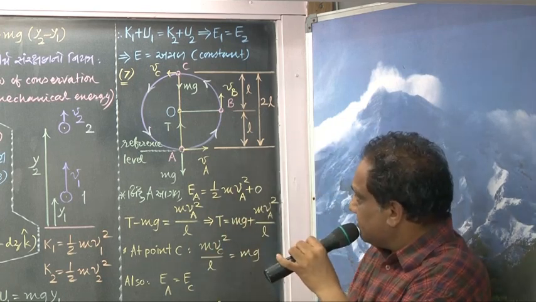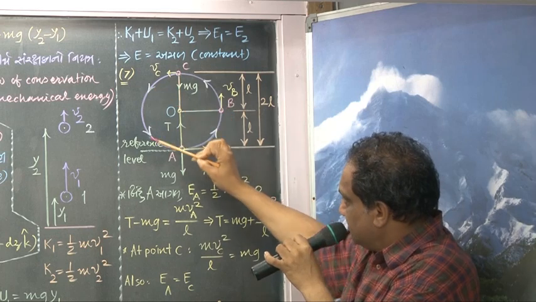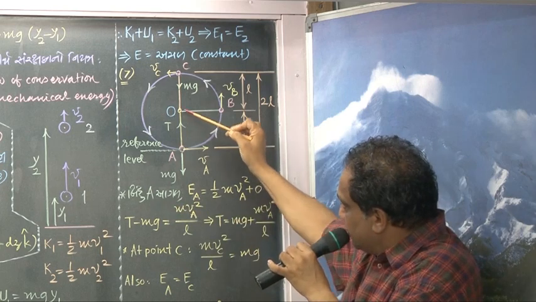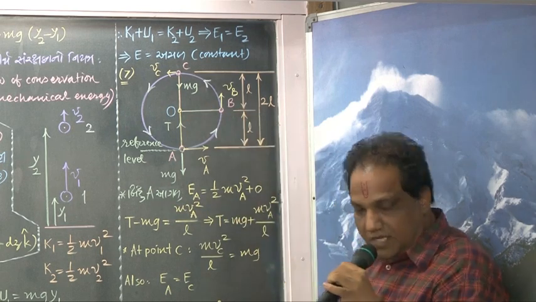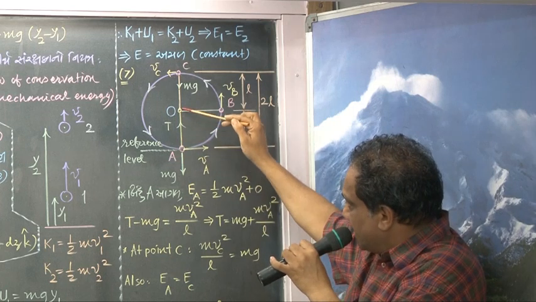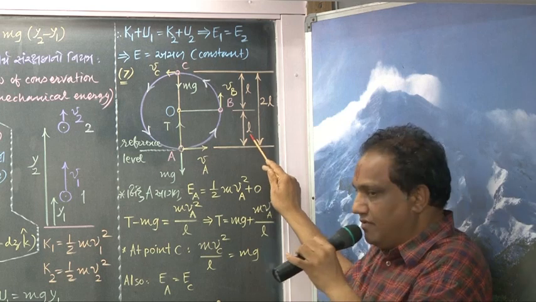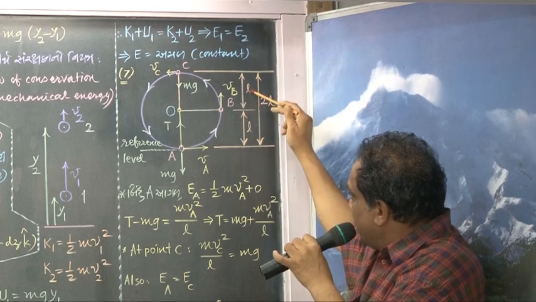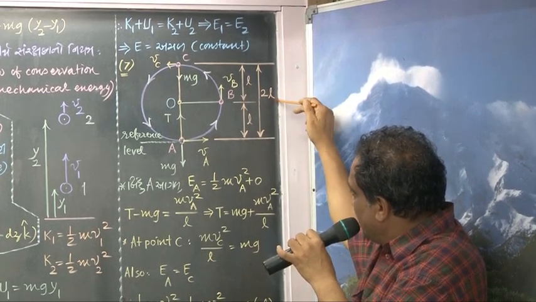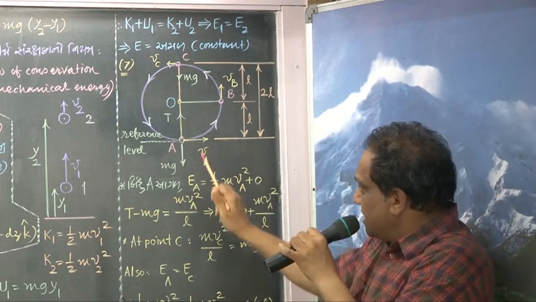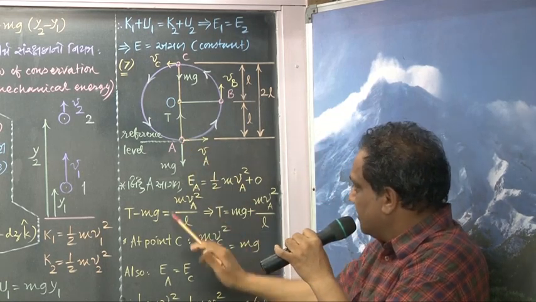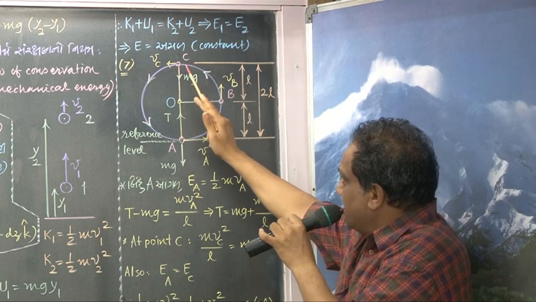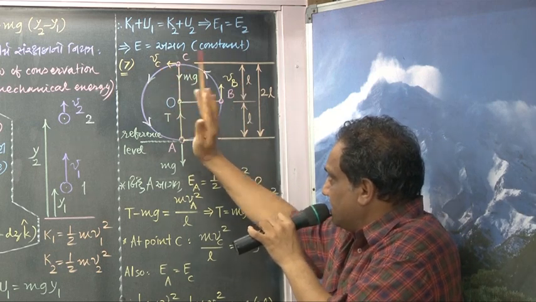Look here now. This is the circular path. For any circle, all radii must be the same. This radius is nothing but the length of the string, which is given as L. If this much is L, this much is also L, so this total height will be 2L. Here the tangential velocity is along this direction. Let it be VA. Here let it be VB. And here let it be VC.